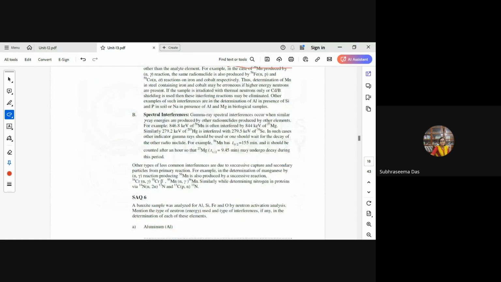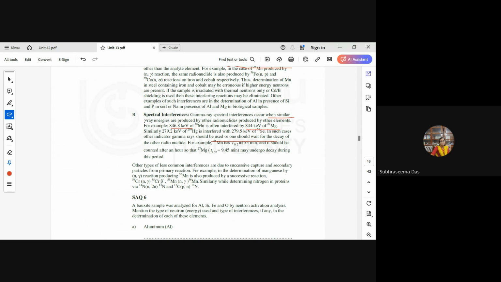Then coming to spectral interferences. Gamma ray spectral interferences occur when similar gamma ray energies are produced by other radionuclides of other elements. For example, the energy of 56Mn is often interfered with by the 844 keV of 27Mg. In such cases, other indicator gamma rays should be used, or one should wait for the decay of the other radionuclide.